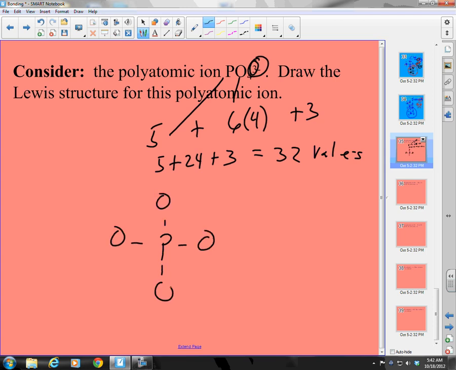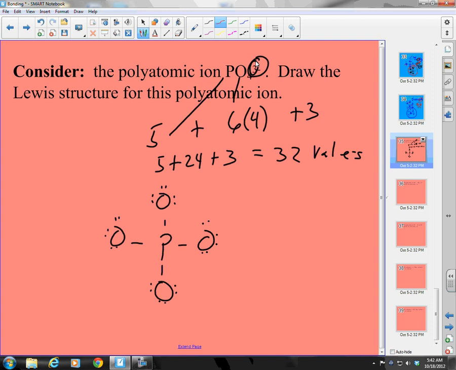We want to complete our octets. Each oxygen is 2, 3, 4, 5, 6, 7, 8. Good. Now let's count our phosphorus. How many does phosphorus have? 2, 4, 6, 8. Yeah, good.